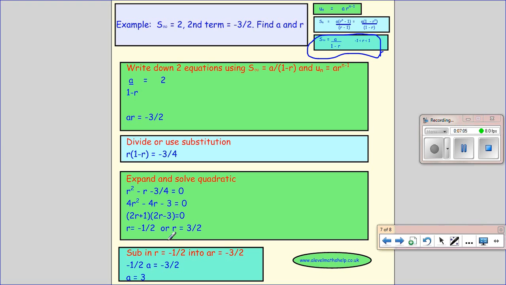So this one we can discount. It comes out mathematically, but it can't be a solution. So now we just substitute r equals minus a half into either of these equations, it doesn't really matter, and we get the answer a equals 3.